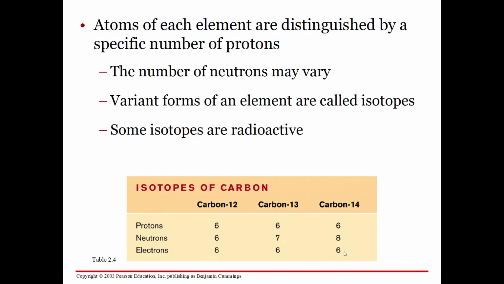Since we know there are 6 protons in carbon, there will also be 6 electrons in carbon. And if we look across at these isotopes, we see 6 electrons, 6 electrons, and 6 electrons for all 3 types of carbon. Notice where the difference is in the neutrons, which again is the definition of isotope: variant forms of an element differ only by neutron number. So carbon-12 has 6 neutrons, carbon-13 has 7, and carbon-14 has 8. These have identical chemical properties and are alike, except for that neutron number, which is going to change their mass. So they're going to be different in mass.